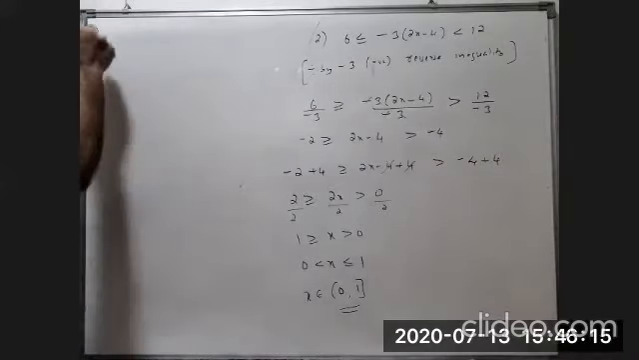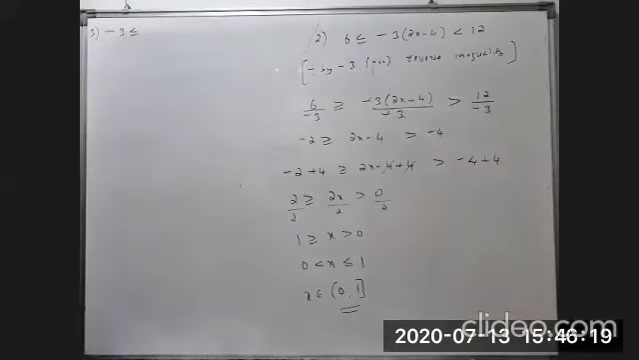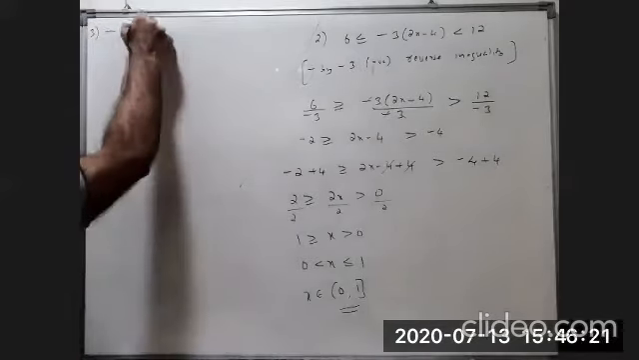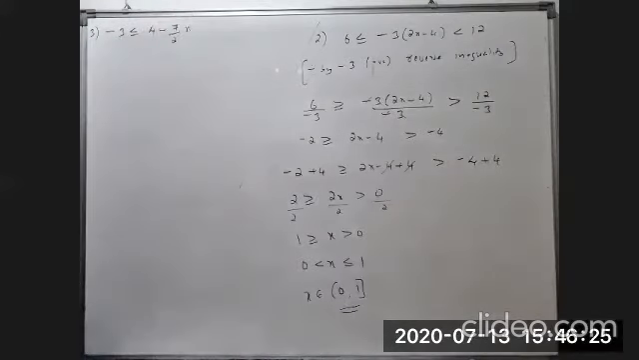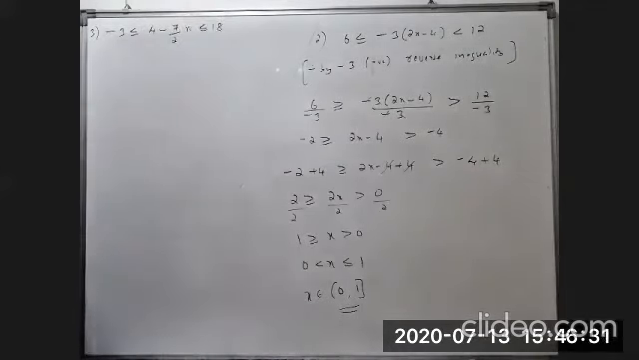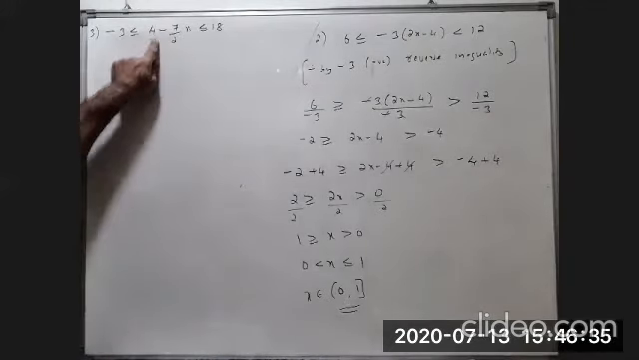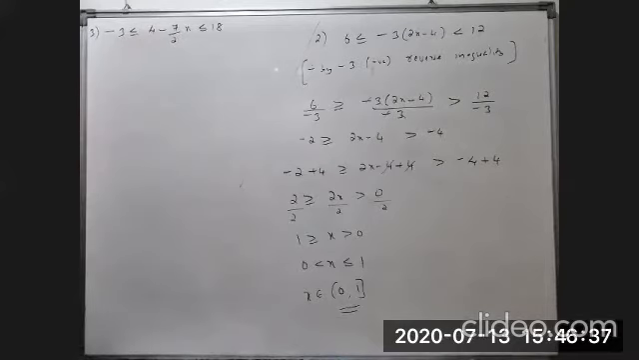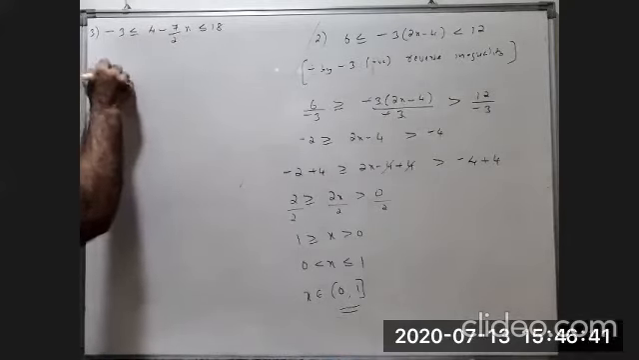-3 less than or equal to 4 minus 7 by 2x less than or equal to 18. Again, see that 4 minus 7. So first was 4. To get rid of 4, subtract 4. So it is -3 minus 4.